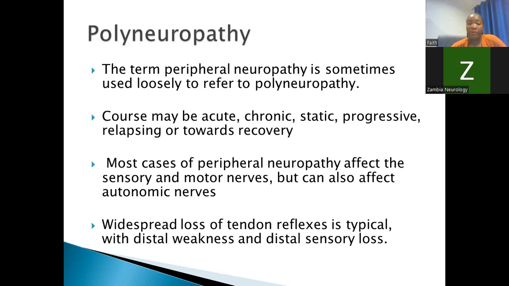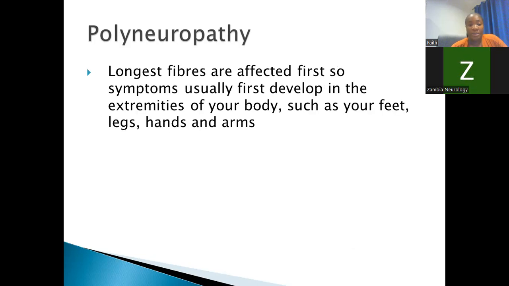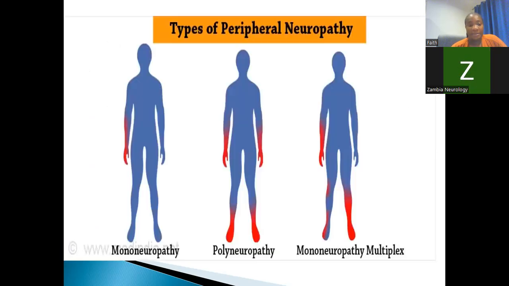And when you have polyneuropathy up to the level of the knees, it's expected that then the hands get involved. And with polyneuropathy, it's usually symmetrical. So when you have involvement of the feet, you find that it's both the left and the right, as well as when you have involvement of the hands, it's on both sides. So take note that it's symmetrical, as opposed to the other types of neuropathy that we have earlier described. So I mentioned that the longest fibers are affected first, so usually symptoms develop in the extremities of the body, such as the feet, the legs, and the arms.